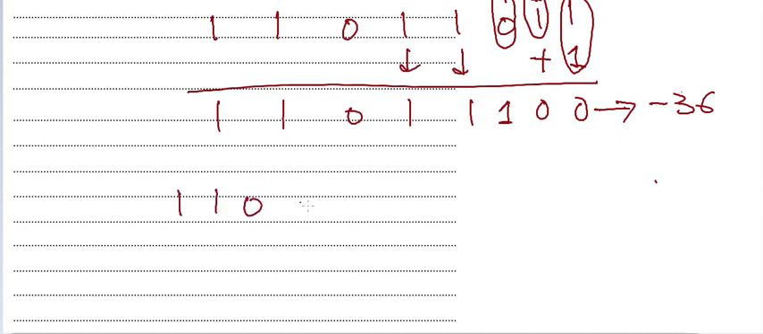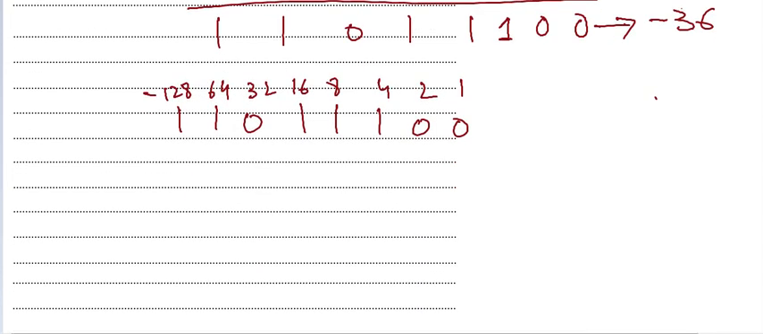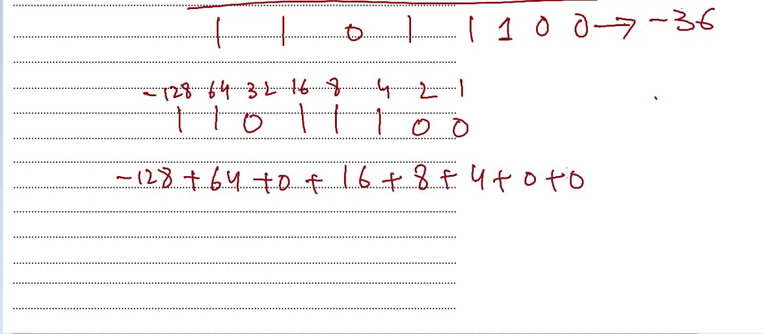Write down this number 1 1 0 1 1 1 0 0 and apply the weights. 1 2 4 8 16 32 64 minus 128. When you do your additions, this becomes what? Minus 128 plus 64 plus 0 plus 16 plus 8 plus 4 plus 0 plus 0.